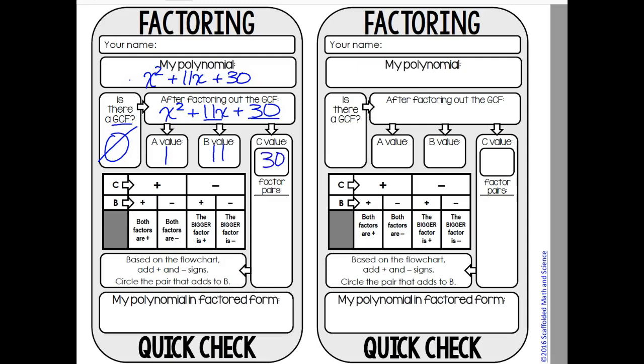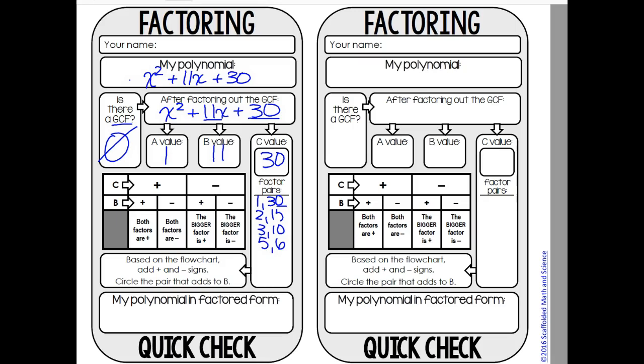Okay, now remember I said we've got to know the factors of our constant term to help us factor. So let's list the factors of 30. We've got 1 and 30, 2 and 15, 3 and 10, and 5 and 6. Did I get all of them?